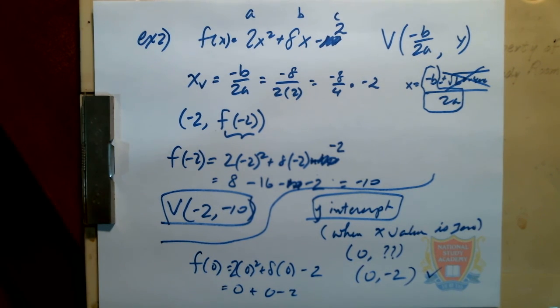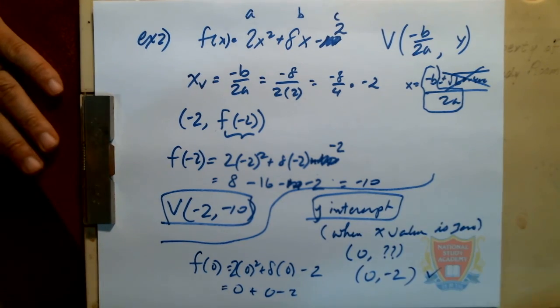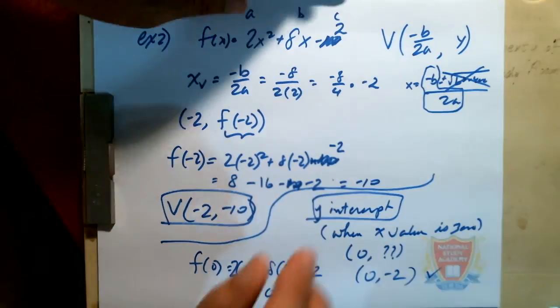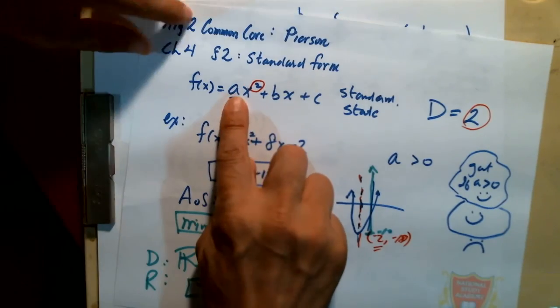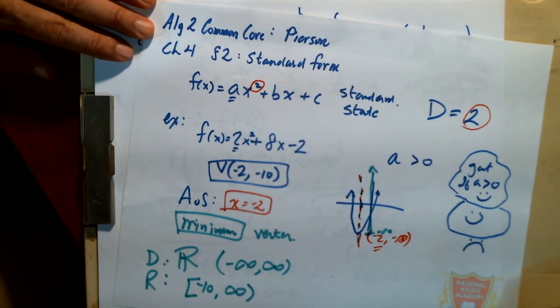Good luck with Chapter 4, Section 2 of your standard form. Don't forget, the standard form is ax squared plus bx plus c. Okay? Good luck.